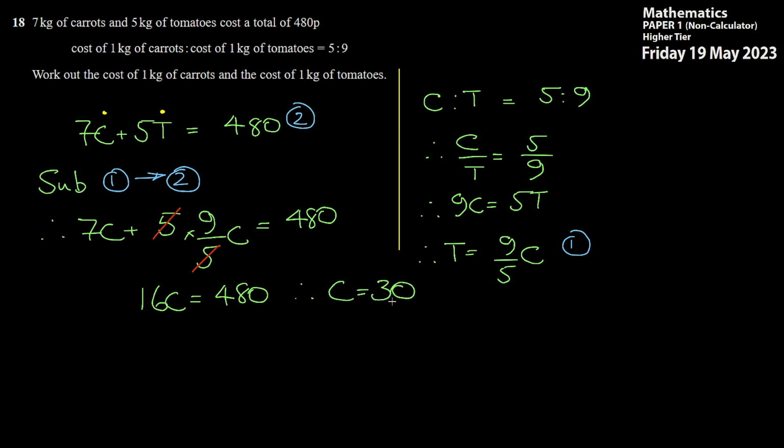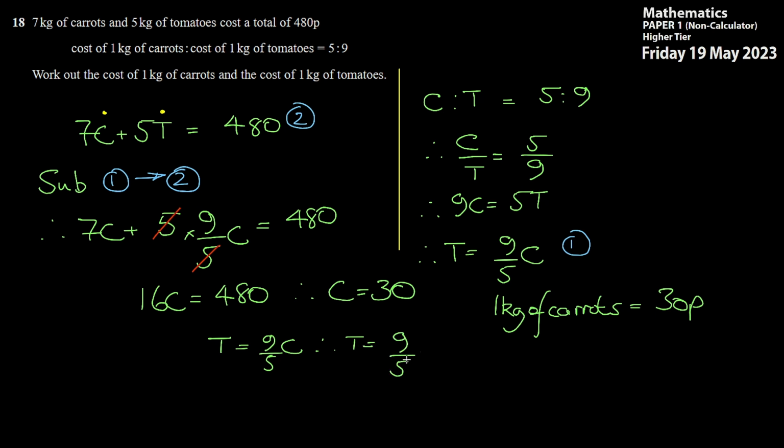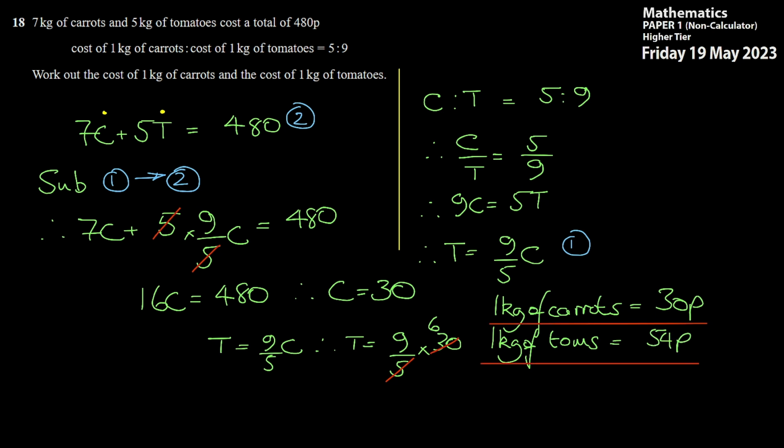So actually that's the first of our results. 1 kg of carrots costs 30 pence. Now what about tomatoes? Well, we can use equation 1 for that. T is equal to 9/5 of C. So therefore T is equal to 9 over 5 multiplied by the cost of this, which is 30. 5 into 30 goes 6. Therefore 1 kilogram of tomatoes is equal to 9 times 6, 54 pence. And there are the two answers they were after.